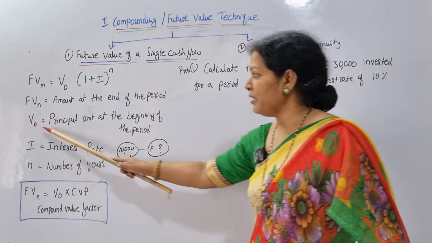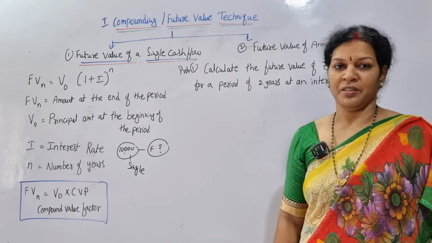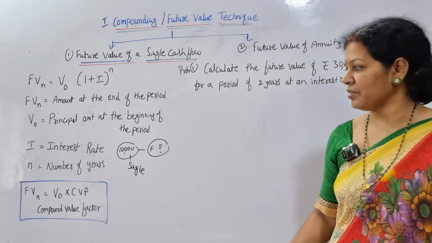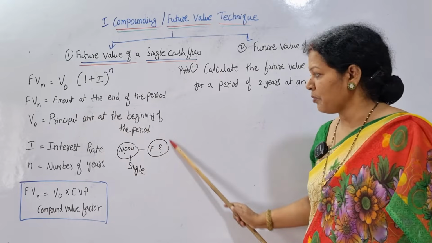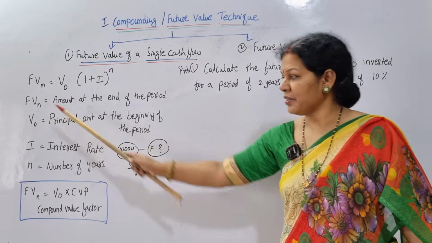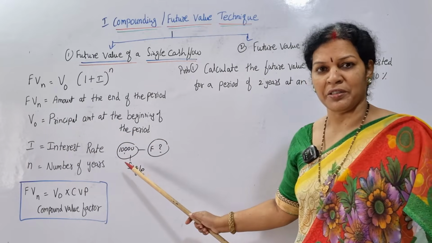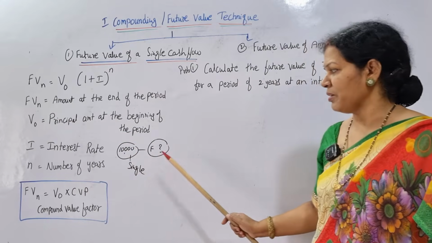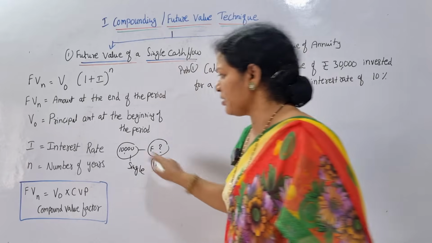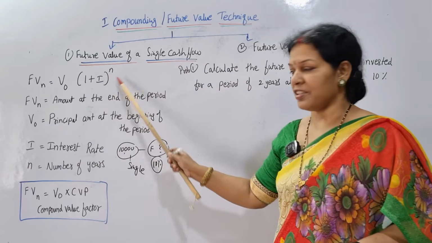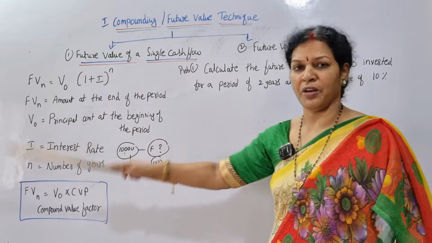V0 means the principal amount at the beginning of the period. Here 10,000 is V0, and what we are going to find out is FVn. Next, i is the interest rate. I am investing 10,000, so what will the interest rate be? Some rate will be given, say 10%. And n means the number of years. Clear? You have to remember the formula.